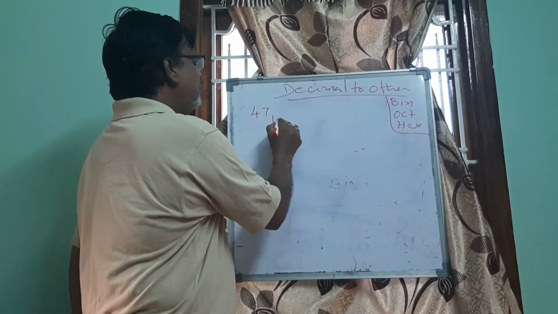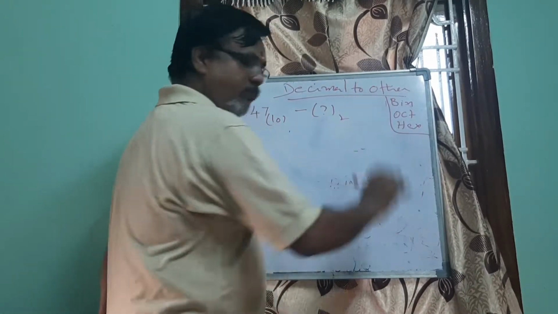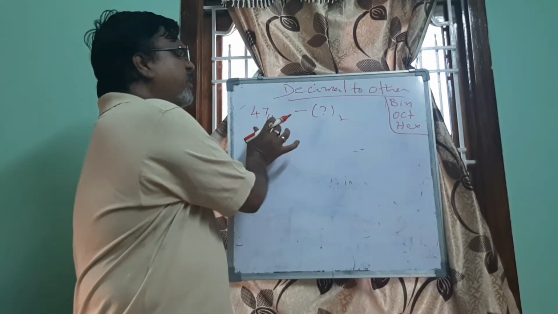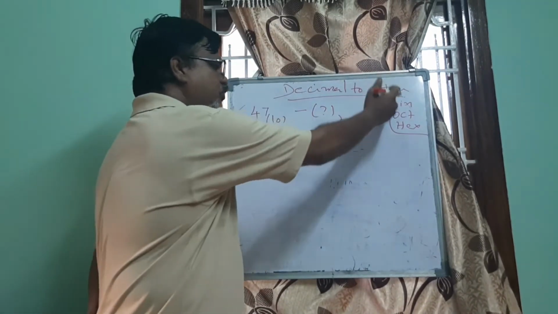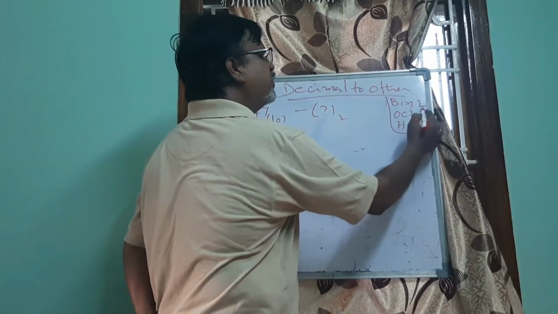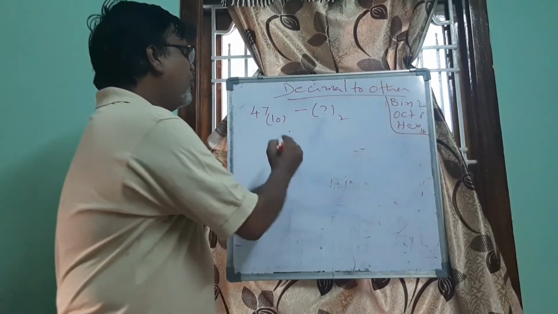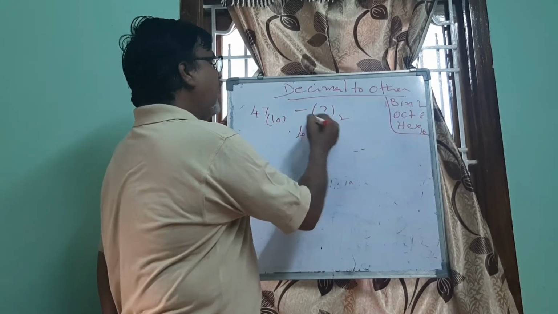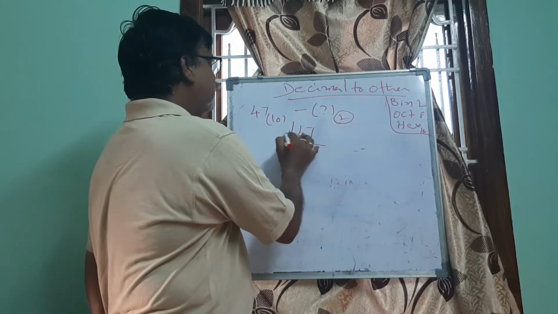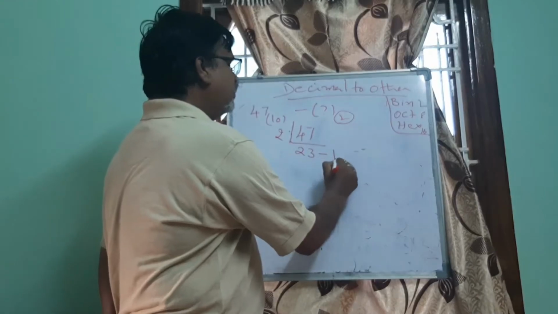a decimal 47 and see how to convert it into the equivalent binary value. A basic principle you remember: any decimal number given that you are going to convert into these 3, you have to divide that number by the base. So the base for binary is 2, for octal it is 8, and for hexa it is 16. So you take 47 and we are going to convert it into binary. Divide this by 2, you will get 23 as quotient and remainder 1.